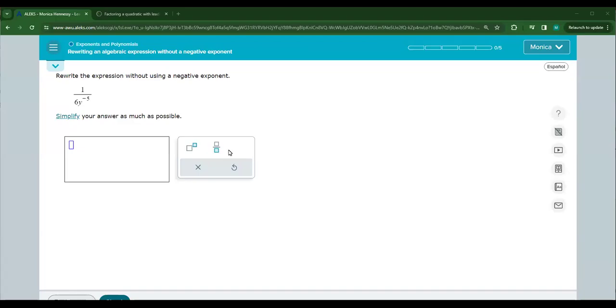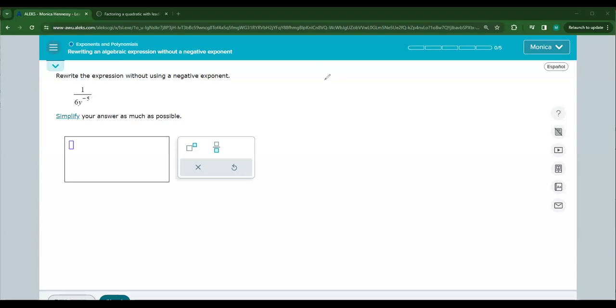Okay, so this video is rewriting an algebraic expression without using a negative exponent. What negative exponents mean, the way I think about it, is that whatever the exponent is attached to is in the wrong part of the fraction. So negative exponents are a way to hide fractions when you're doing stuff.